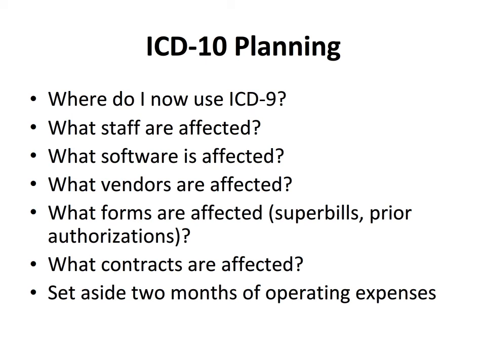What forms? So obviously your super bills. You're going to need new super bills if you're used to circling a diagnosis. But again, things like prior authorizations will be affected. So basically you want to walk through your whole office and say, gee, when do I use an ICD-9 and who uses it? And those are the people and the places where you have to worry about training about ICD-10. What contracts are affected? If you have any quality assurance contracts that depend upon diagnosis codes, then those are going to have to be looked at.